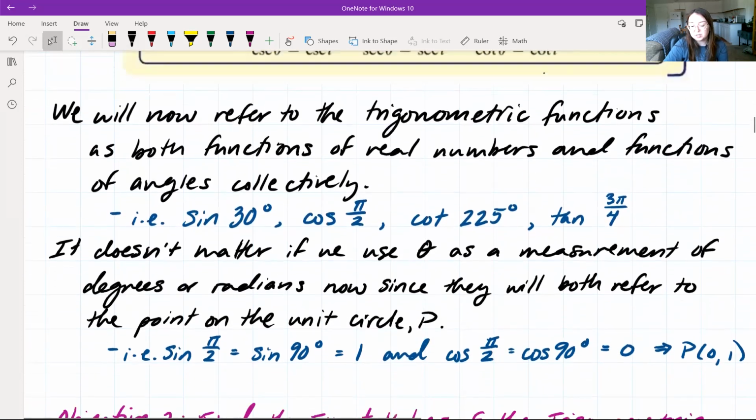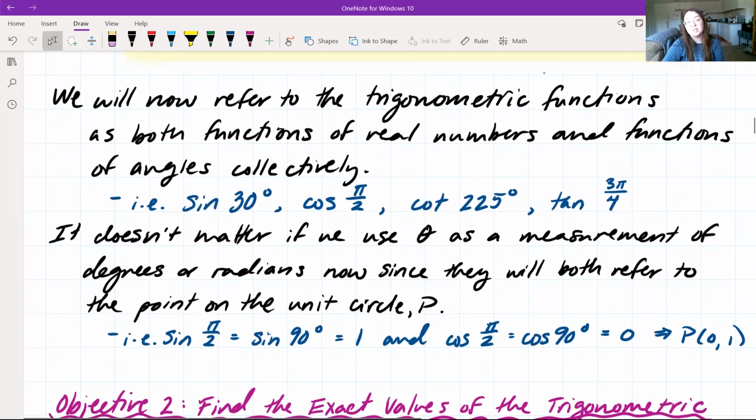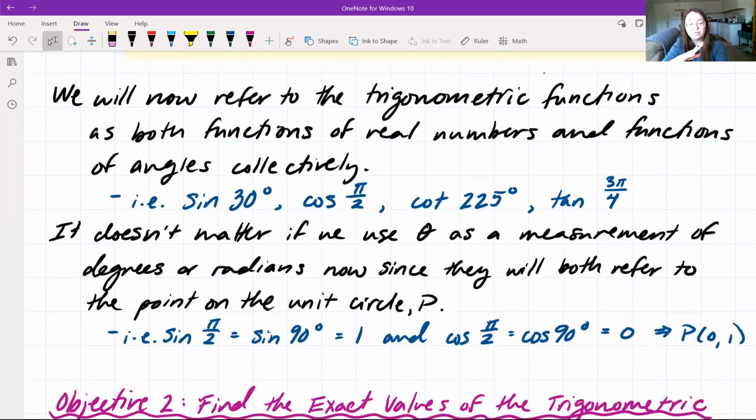We will now refer to the trigonometric functions as both functions of real numbers and functions of angles collectively. This means that we can now view our trigonometric functions as sine of 30 degrees, cosine of pi over 2, cotangent of 225 degrees, tangent of 3 pi over 4, things like that. So real numbers and angles.